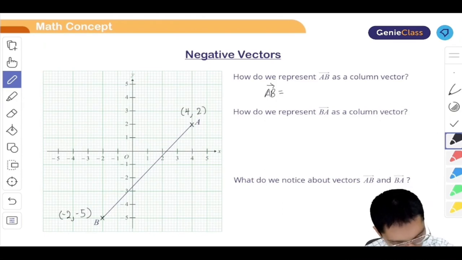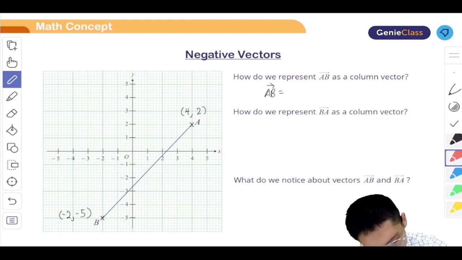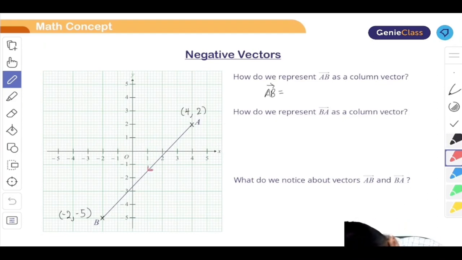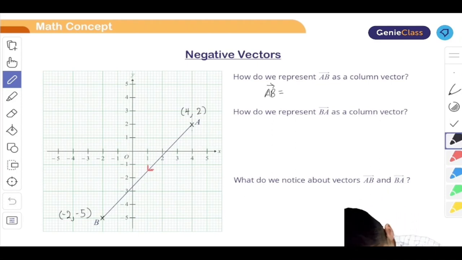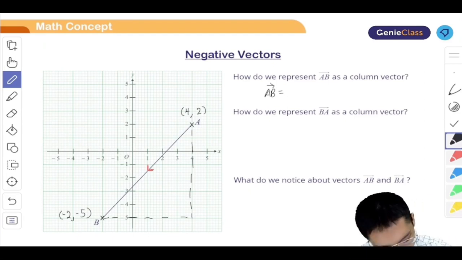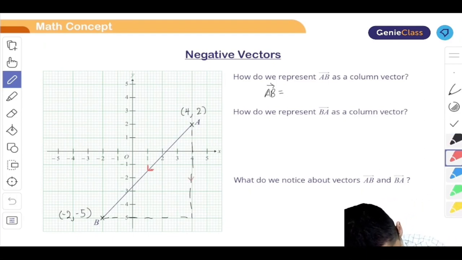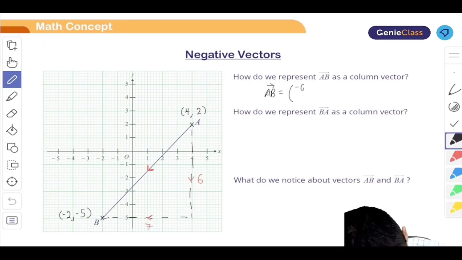Very good, Denise. Good job. Anybody else want to try? Take note, I want to go from A to B. So I'm going in this direction over here. Okay, Ian, you want to give it a try? So how do I read these column vectors? We call this the first lesson that we've done. Very good, Ian. So realize what happens? I actually have to go 6 units down, 7 units left. Remember, down is negative, left is negative. So overall, it will be negative.